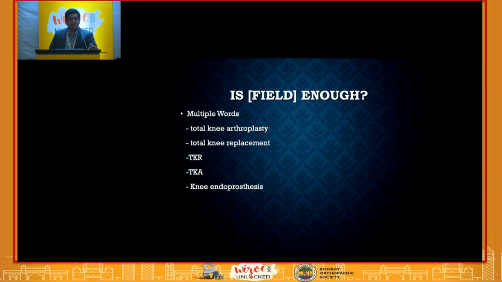So a lot of authors use multiple words for the same concept in their titles or in their abstracts. It depends on geography, it depends on their training. So if I use this TKR as my keyword, I'll miss out on all the other keywords that are being used by other authors. So how to tackle this problem?